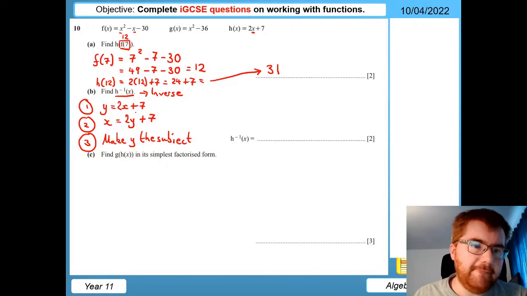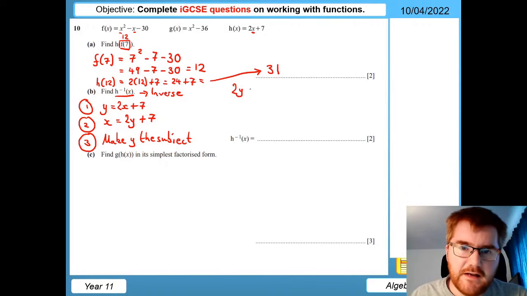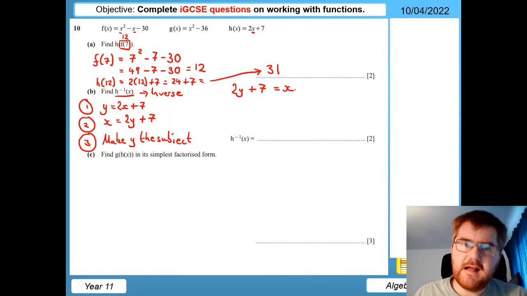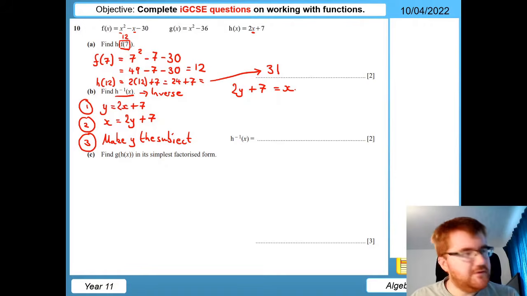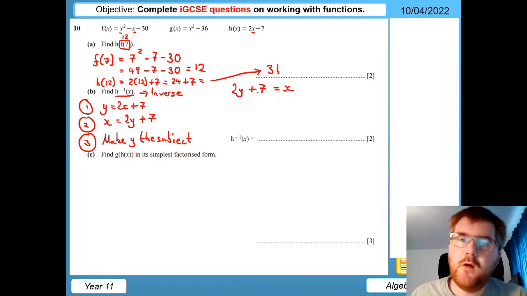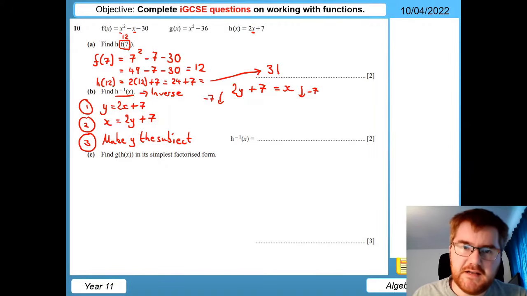So first of all, I'm going to flip it. So I have the y's on the left-hand side. And now I need to get y on its own. So we go through this two-step procedure. What's the opposite of adding 7? Well, we need to minus 7 from both sides. This cancels, so we're left with 2y is equal to x minus 7.